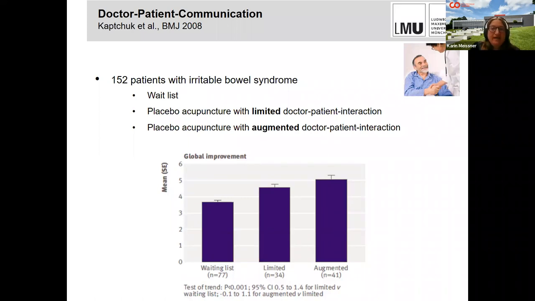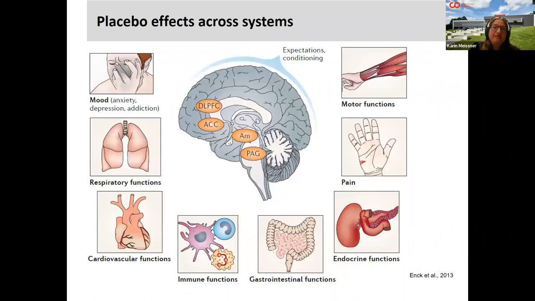These are the three main mechanisms with regard to psychosocial mechanisms. And there are a lot of studies which also looked at the biological mechanisms underlying placebo effects. And we know today that a lot of conditions respond to placebo interventions, for example, anxiety, depression, respiratory functions, cardiovascular functions, immune functions, gastrointestinal functions, endocrine functions, motor functions, and also pain. And I would say the most studies so far have been performed in the field of pain research.